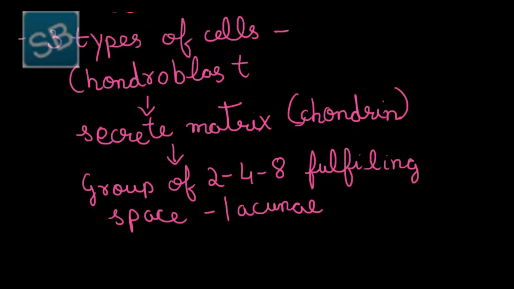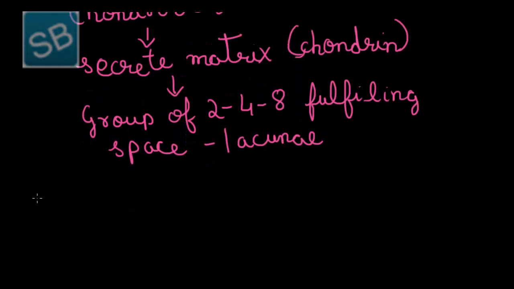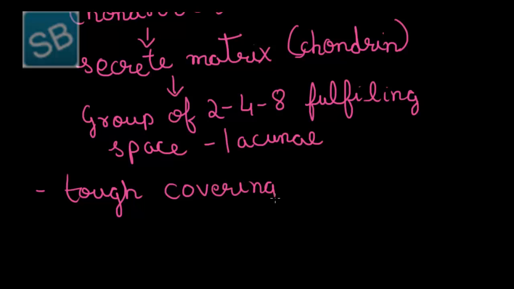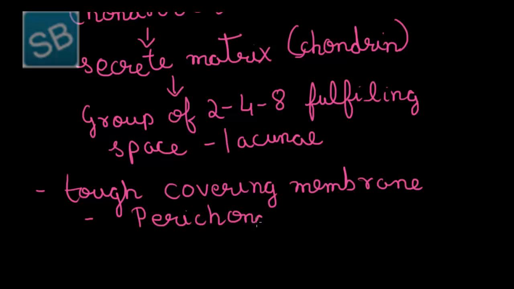These cells of hyaline cartilage are surrounded by a tough covering membrane which possesses blood vessels and is known as perichondrium. The blood vessels within the perichondrium help in the transport of nutritive substances that diffuse along the cartilage.